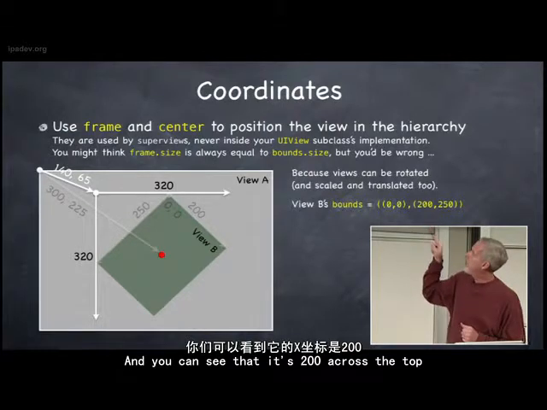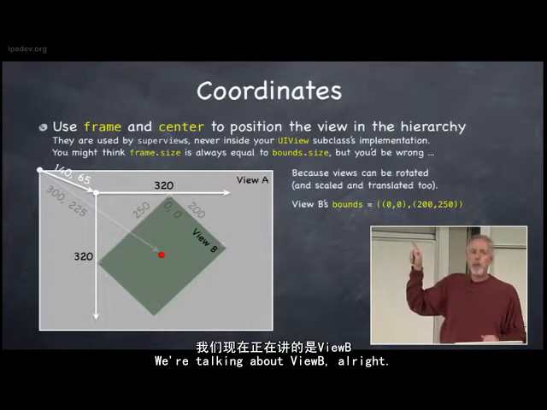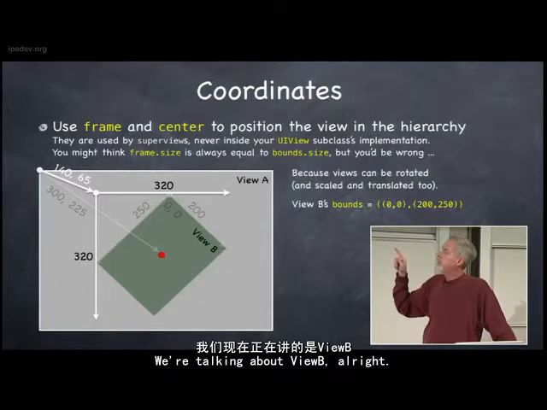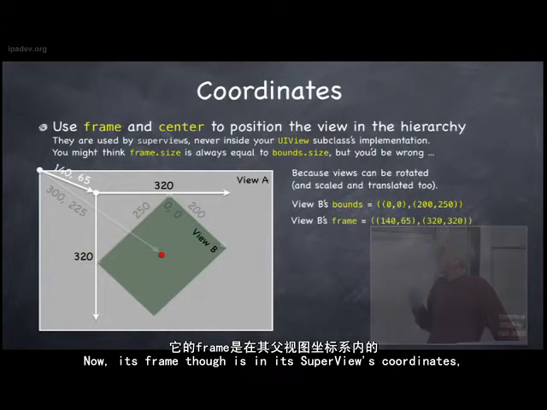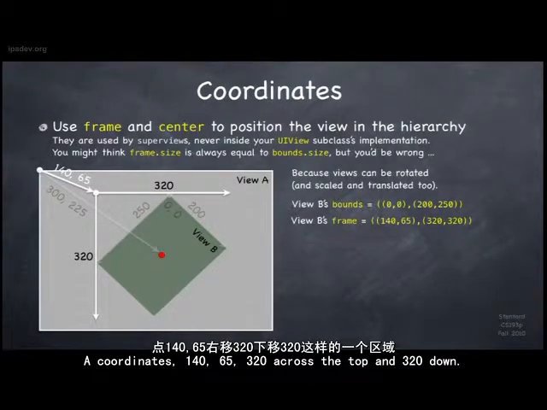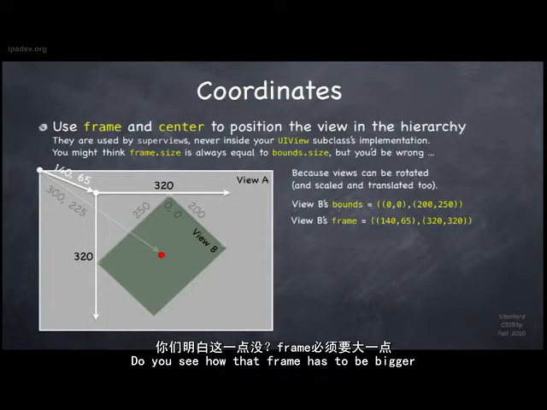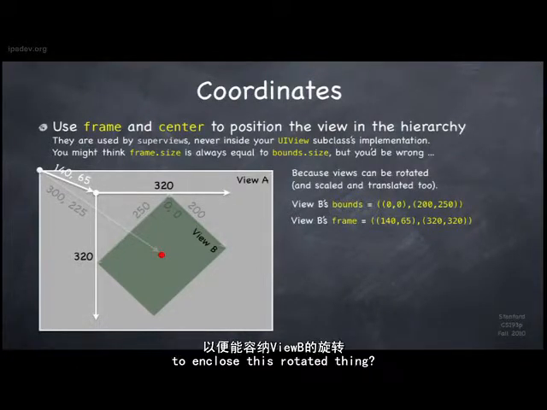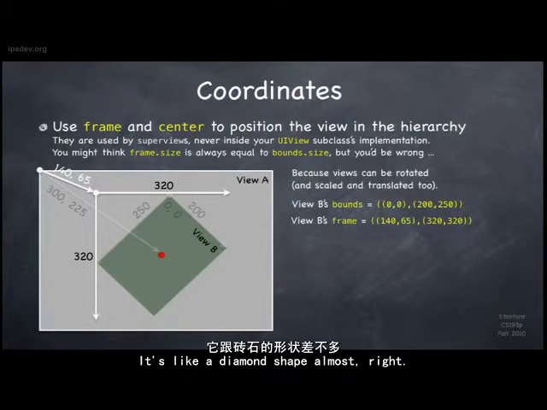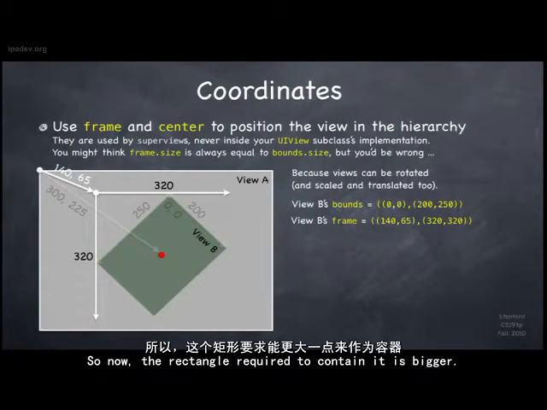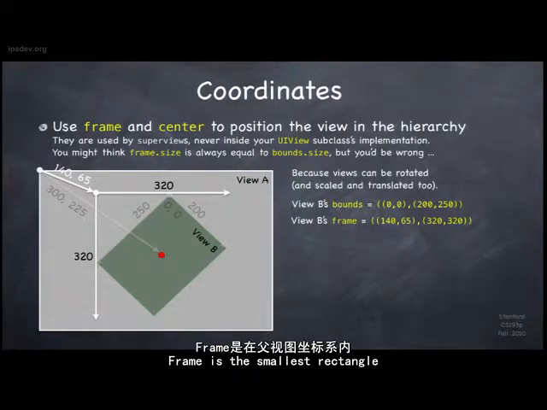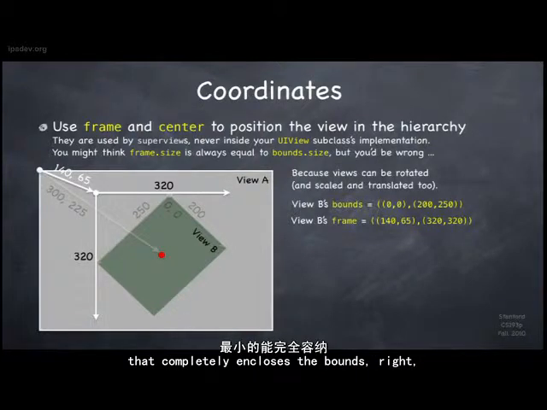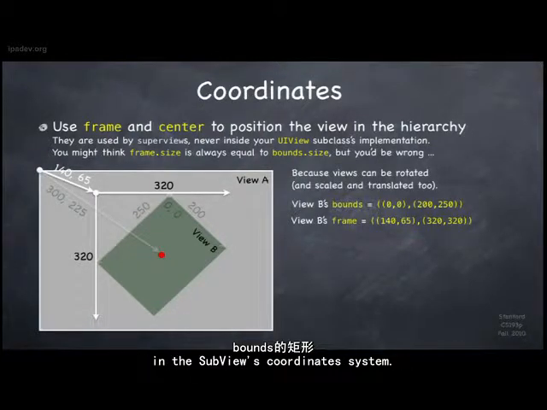And you can see that it's 200 across the top and 250 down the side, right? We're talking about view B. All right? Now, its frame, though, is in its superview's coordinates, view A's coordinates: 140, 65, 320 across the top, and 320 down. Do you see how that frame has to be bigger to enclose this rotated thing? It's like a diamond shape almost, right? So now the rectangle required to contain it is bigger. So that's the definition of frame. Frame is the smallest rectangle that completely encloses the bounds, right, in the superview's coordinate system. See how that works? So that's what the frame is all about.